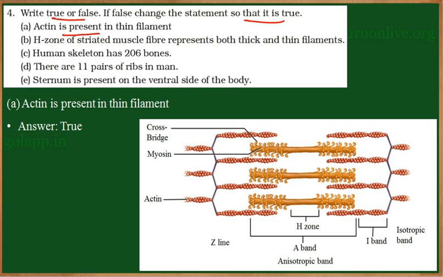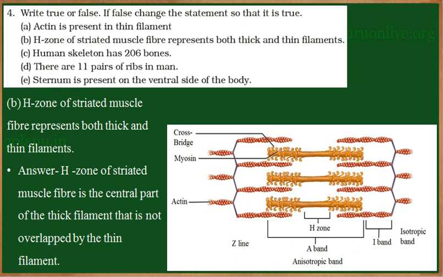So here let us observe the diagram. Actin, it is a structure of a sarcomere in which the light and the dark bands are present. So the light band has only actin filament and the dark band has got myosin filament. So actin is present in the thin filament is a correct statement. The I band has got only actin and this is a thin filament. So the statement is true.